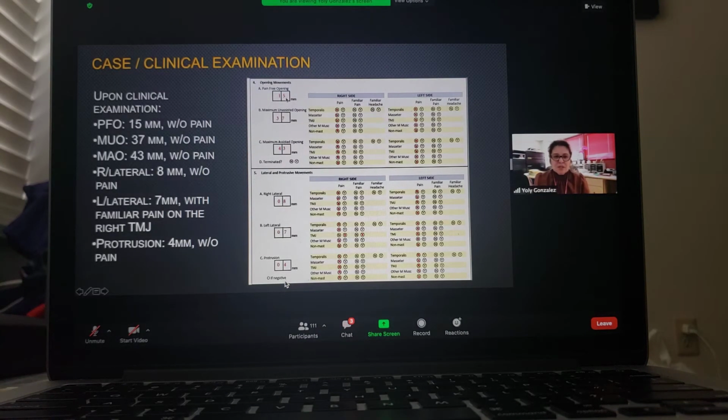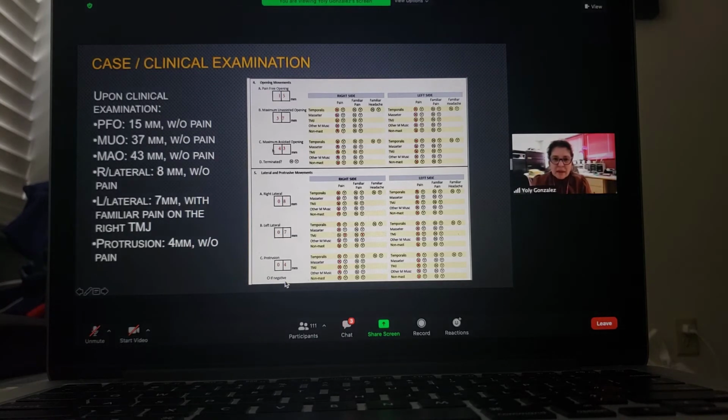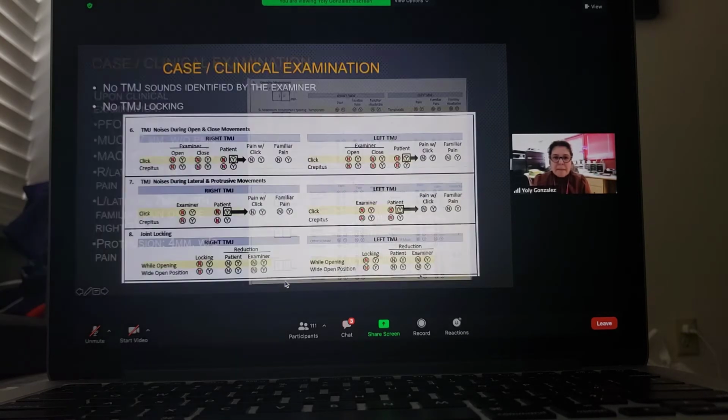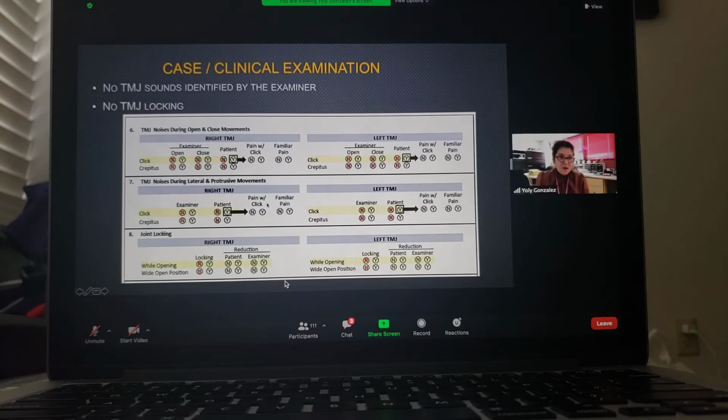Vertical range of motion is 15 millimeters pain-free opening. Maximum unassisted is 37 with no pain. Maximum assisted is 43 with no pain. Right lateral is 8 with no pain. Left lateral is 7 with pain that is familiar in the right TMJ. And protrusion is 4 with no pain. And joint sounds are negative and locking history is negative.